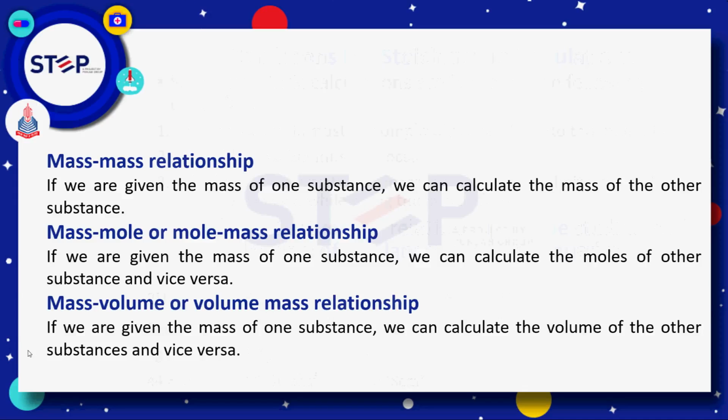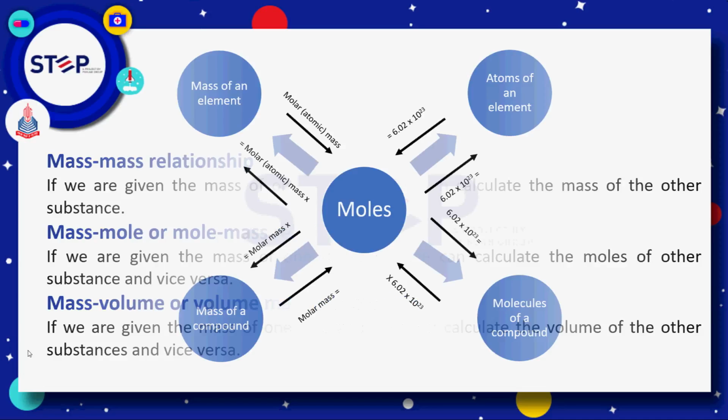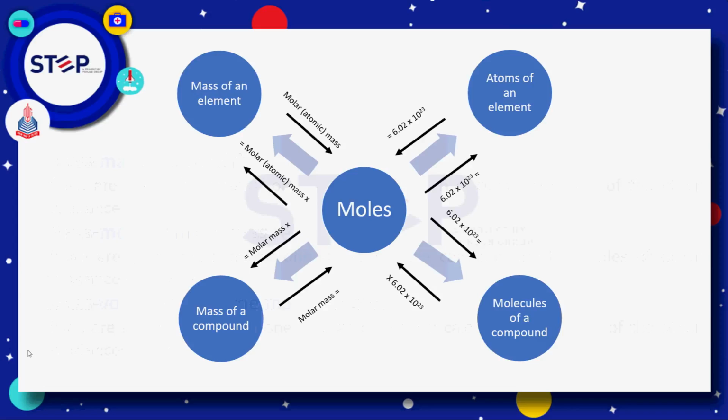Mass relationship in stoichiometry: mass mole relationship or mass volume relationship, and vice versa. If you have given the mass of reactant, you can find out the mass of product, and vice versa. If you have given the mass of reactant, you can find out the moles of product, and vice versa. And if you have given the mass of reactants, you can find out the volume of product and vice versa. There are simple formulas.